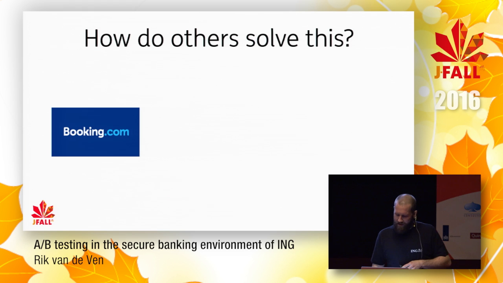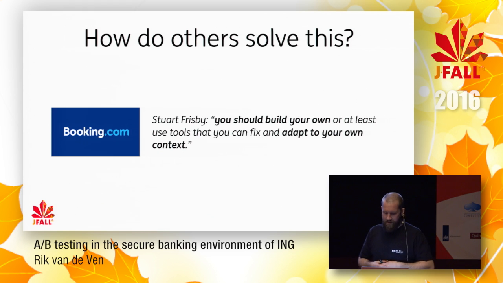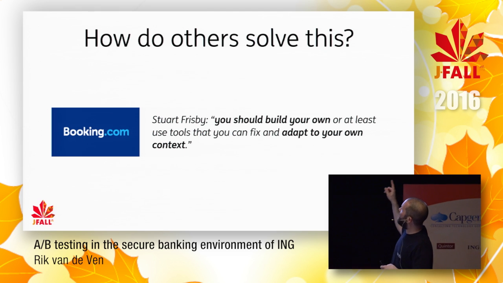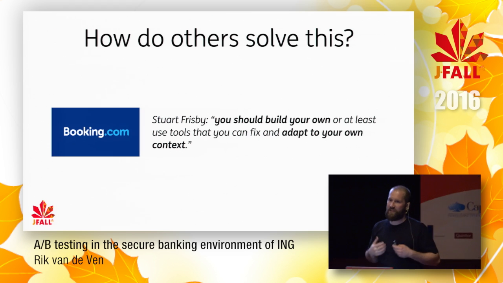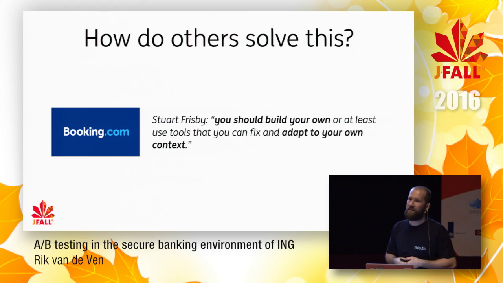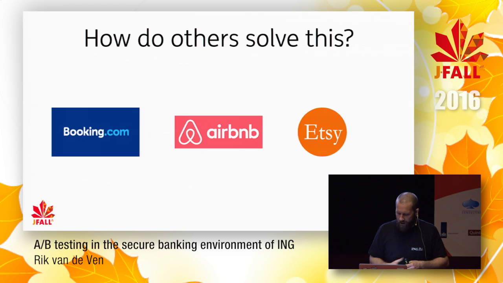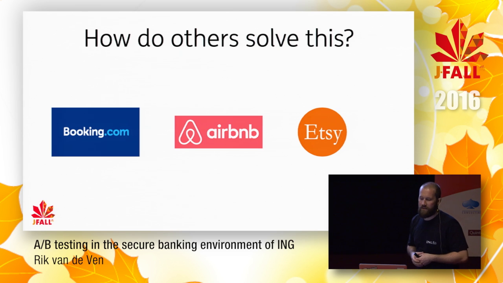And Stuart Frisbee has a statement I really like, because he literally said the following: you should build your own, or at least use tools that you can fix and adapt to your own context. This is his statement on what you should be doing with A/B testing. And this is quite a strong statement. He's literally saying, don't go for that tool which kind of works for you, build something which really works for you. And there are others out there who kind of say the same thing.